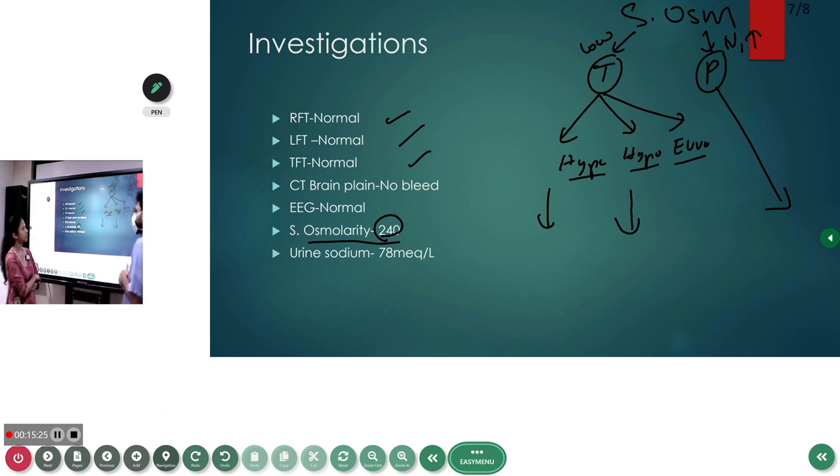What else was done? CT was done. Because this patient was an immediate post-surgery patient, we wanted to rule out any post-surgery complication or bleed, so CT was done. Why was EEG done? To rule out seizures, since we were expecting that the decreased response could be non-convulsive status epilepticus. So we did an EEG, and it was also normal. We did RFT, LFT, and TFT, and all came to be normal.